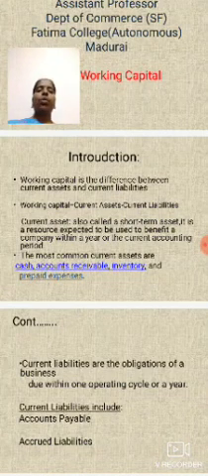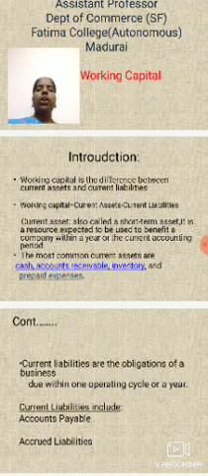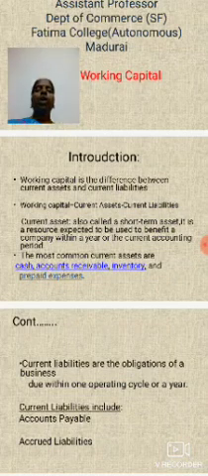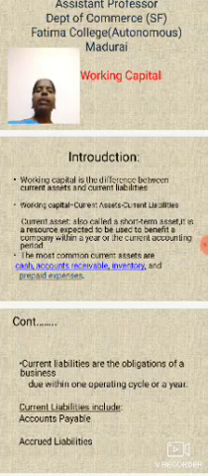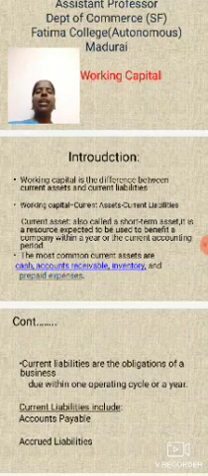Current asset is also called a short-term asset, or it is a resource expected to be used to benefit a company within a year or the current accounting period. Examples of current assets are cash, accounts receivable, inventory, and prepaid expenses.